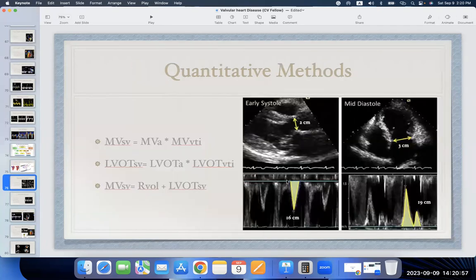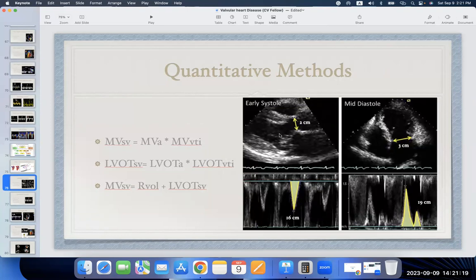So you will do the same way that we did with the aortic valve area. First you will measure the LVOT diameter. From this diameter, you divide it by 2 to get the radius. You square it, multiply it by pi. You get the area of the LVOT.